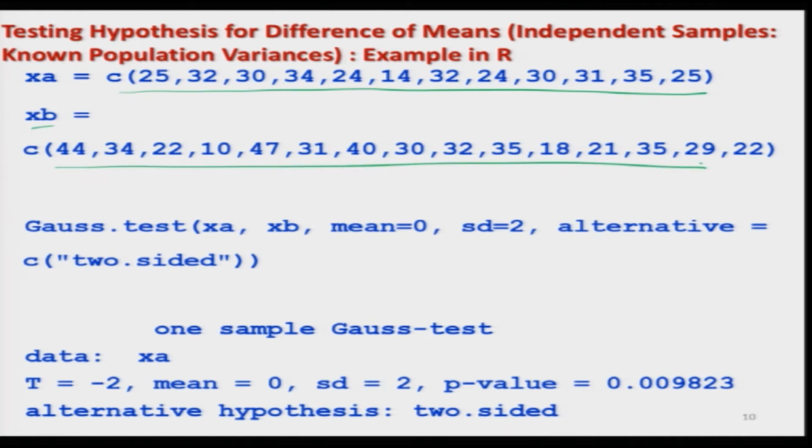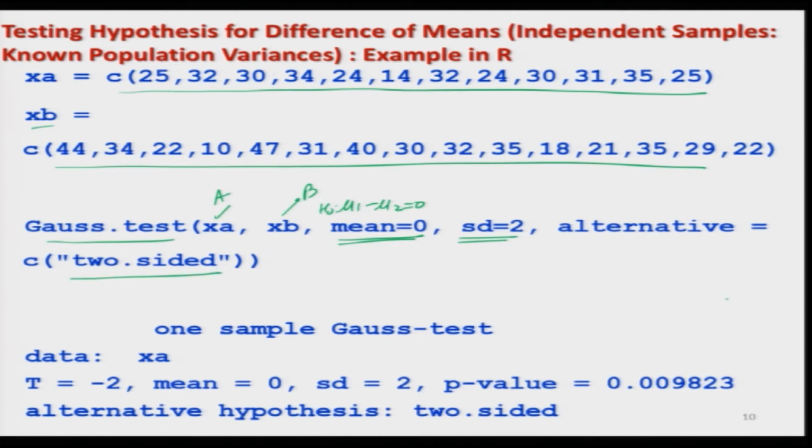And now I have to just use the R command, z dot test, and then this is the data on the food A, x B is the data on the food B. Mean is equal to 0 because we are considering mu 1 minus mu 2 to be 0 under H naught, and SD is the standard deviation that is given to be here 2. The alternative we are considering here is two sided, right.